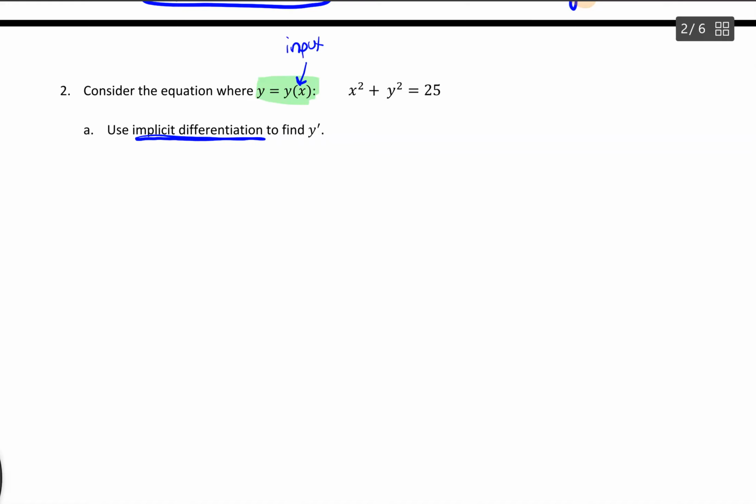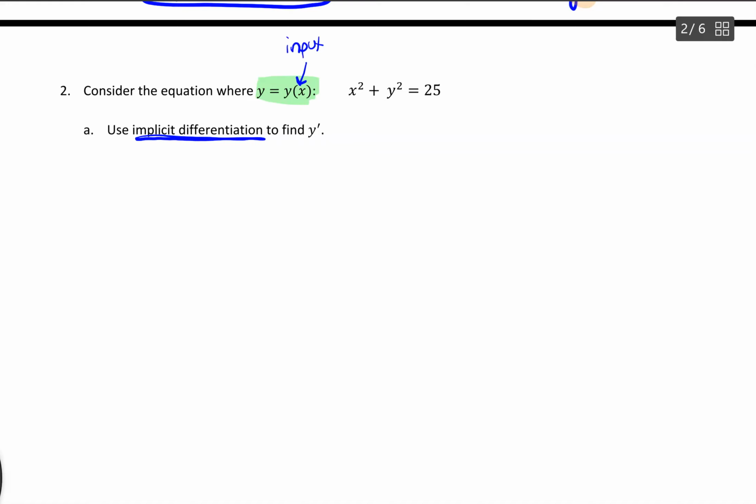So right here, I found the derivative implicitly. But that's not all I was asked to do. I was asked to find y prime. I need to isolate the y prime. So I found the derivative implicitly. Now get y prime alone.